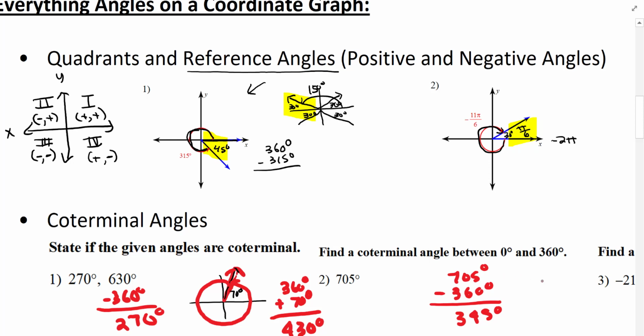But let's say that would have been 1,000 degrees. Well, if I subtract 360 from 1,000, well, we're at 640. That's not between 0 and 360. So I would subtract 360 again. 280 does exist. So if you're at 1,000 degrees and you need to find a coterminal angle between 0 and 360, look at, we just had to subtract 360 twice.